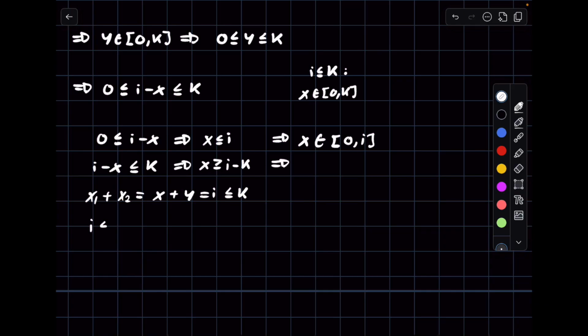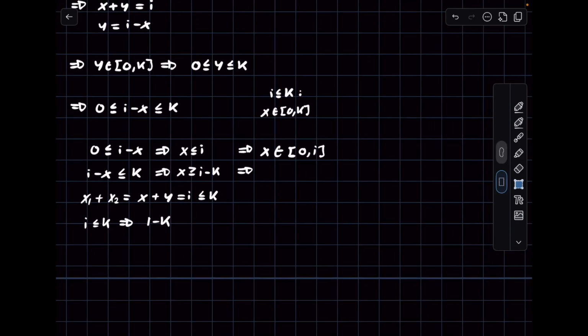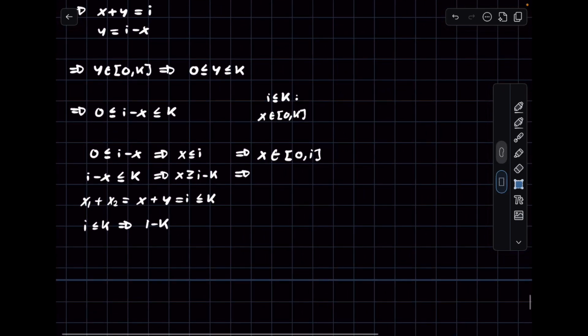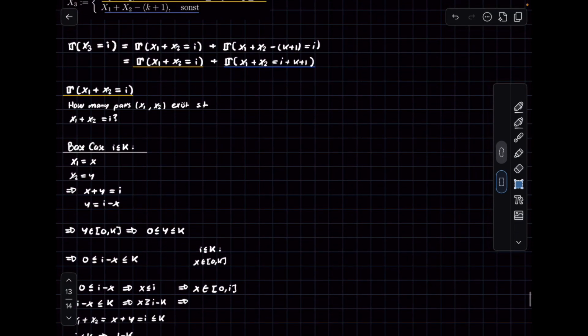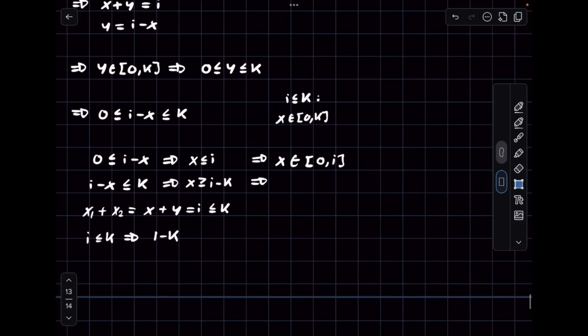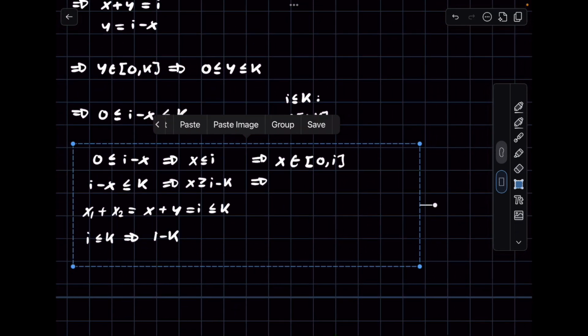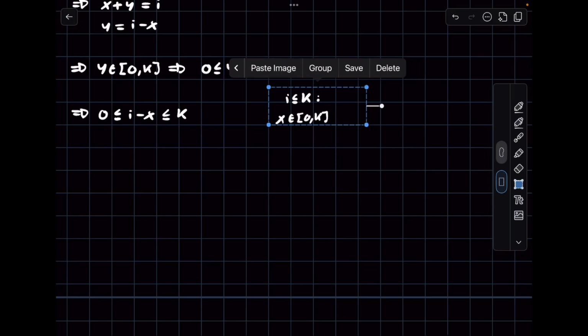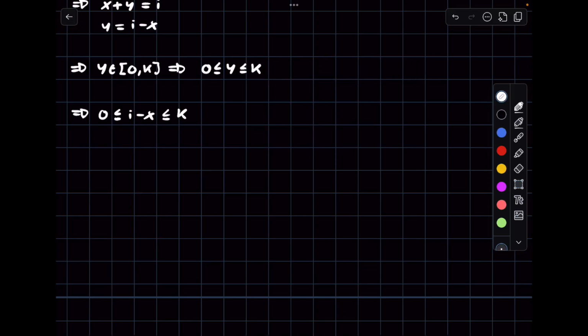So if I is lower than k, then it means, right, that I minus k, oh crap, I bet I made a big mistake. Holy smokes. Okay, let's just redo this from the start. So sorry, you guys. I made a simple mistake.